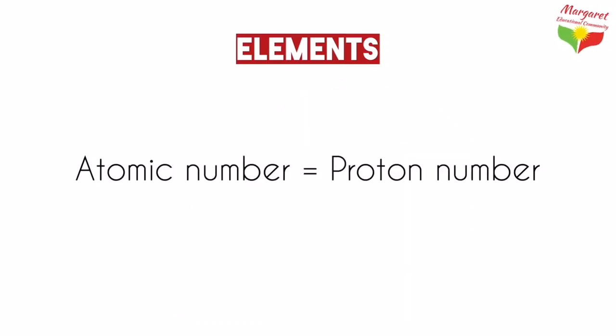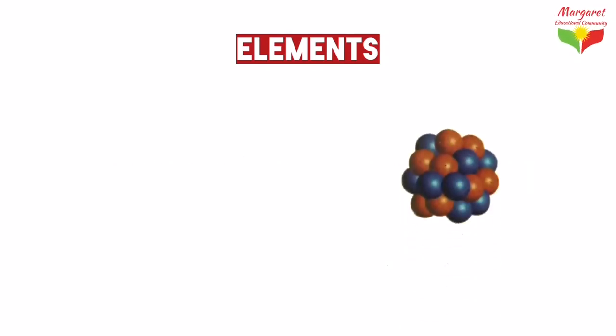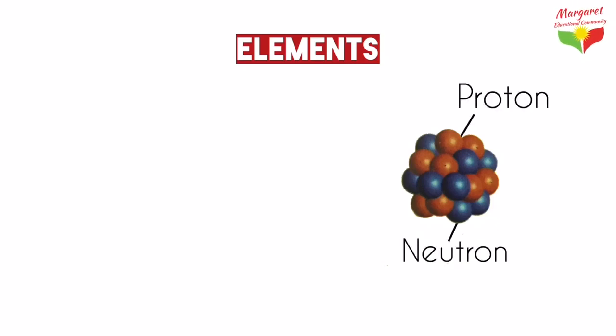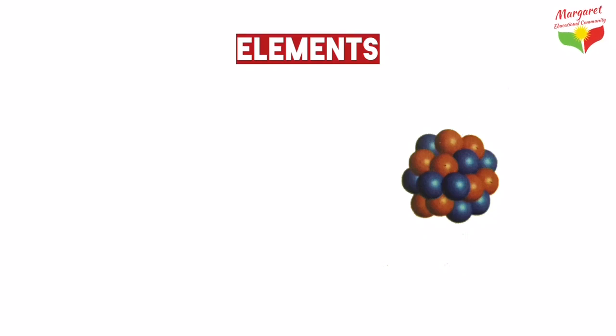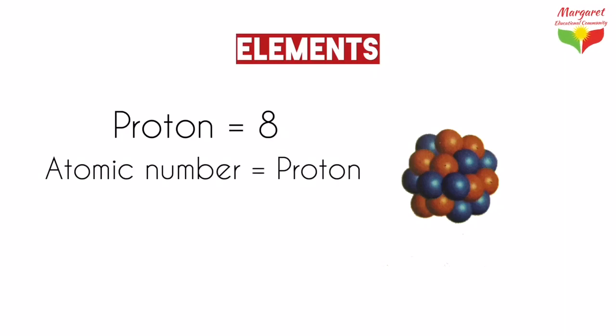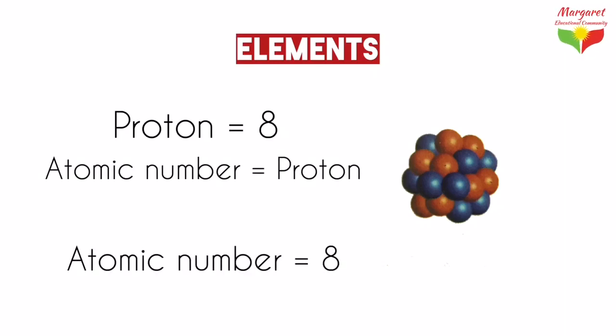Each element has an atomic number, which is the number of protons in one atom of that element. This is a model of the nucleus of oxygen. The red is proton and the blue is neutron. Now to find the atomic number, we need to know the number of protons. So let's count the protons. 1, 2, 3, 4, 5, 6, 7, 8. Number of protons is 8. Atomic number is equal to the number of protons. So atomic number is 8.